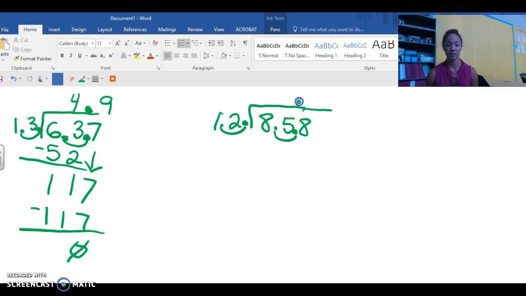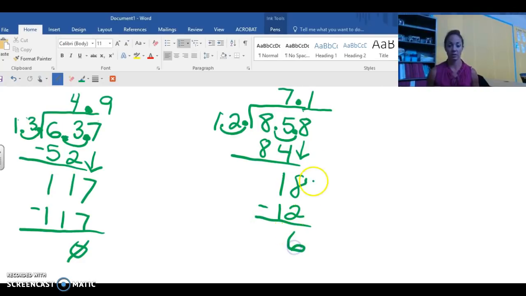Our next step says that we put the decimal straight up into the quotient. And finally, we just go right on ahead and divide like we know how to divide. So let's say we go with 85 divided by 12. That would get me 7 for sure, because that would be 84. 5 minus 4 is 1. Nothing there. Bring down the 8, we wind up with 18. 12 can go into 18 once. 18 minus 12 is 6, but we can't have a remainder on this one.